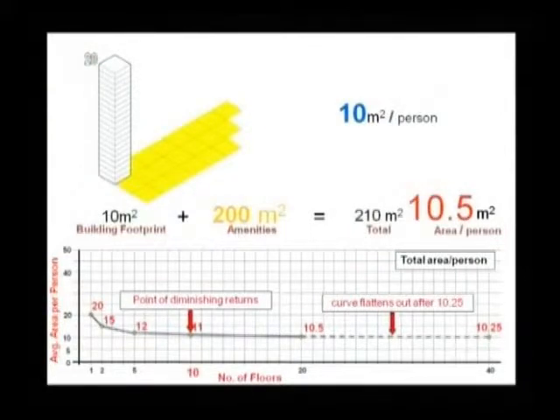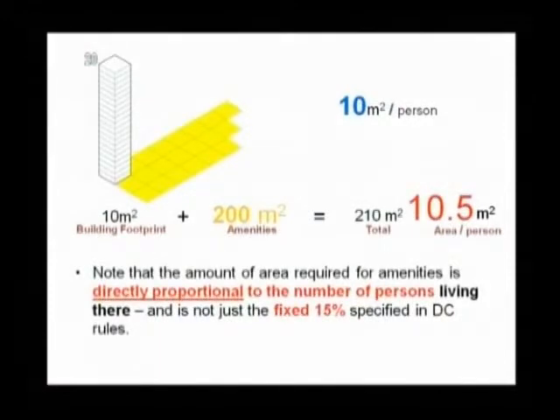The other thing you notice here is that at 10 stories, it begins to flatten out. Beyond that, you're not gaining for this particular area of apartment. Now, the other thing I would like to point out, that the amount of amenities is directly proportional to the number of persons. It is not 15% as stipulated by the municipality.